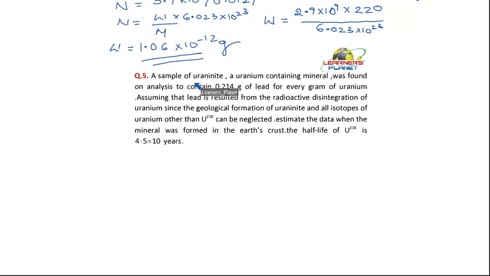A sample of uraninite, that is a uranium containing mineral, was found on analysis to contain 0.214 grams of lead for every gram of uranium. It means your uranium has been disintegrated and there are 0.214 gram lead for every gram uranium.